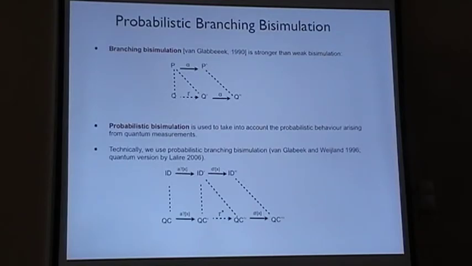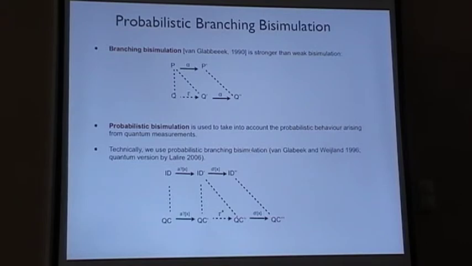But our theory here uses branching bisimulation, which is stronger than weak bisimulation and similar to weak. If P and Q are equivalent, then P and Q prime are also equivalent, and then P prime and Q double prime are equivalent. Taking into account the probabilistic behavior arising from quantum measurements, we have probabilistic branching bisimulation.